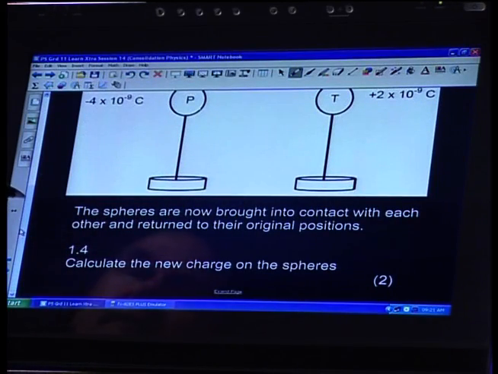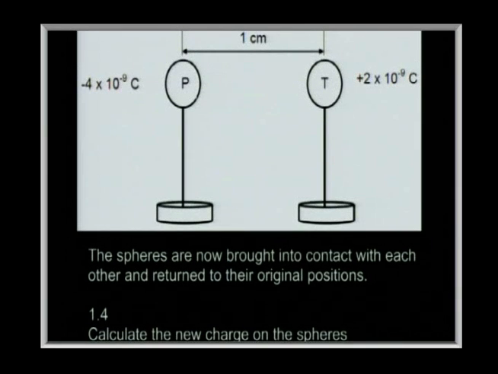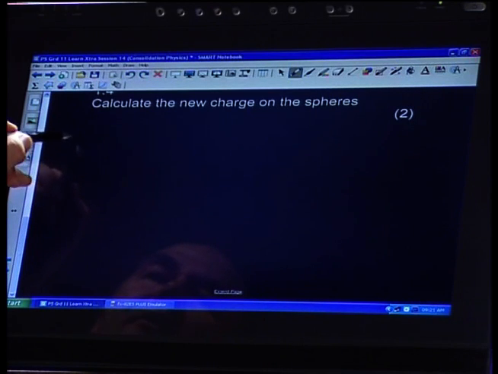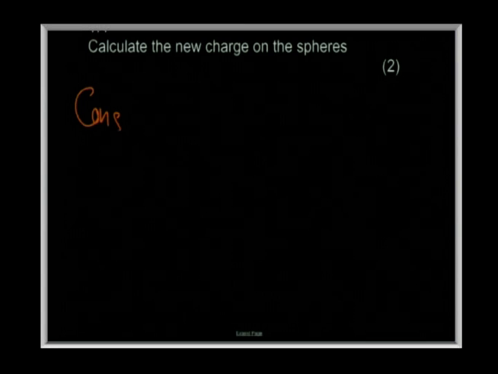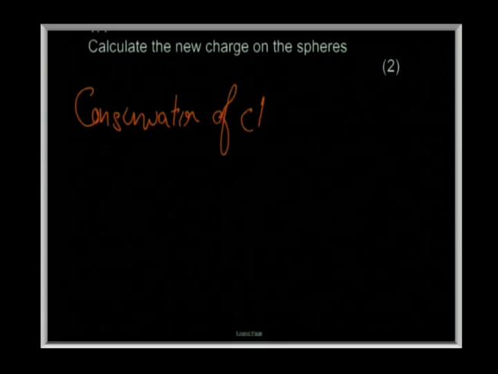Right, now let's see what happens next. We're told the spheres are now brought into contact. Okay, they're brought into contact with each other and return to their original positions. So we were told they were isolated, they've touched, and they move away. Here's an important principle, and I want to remind you of it, and the principle is called the principle of conservation of charge.